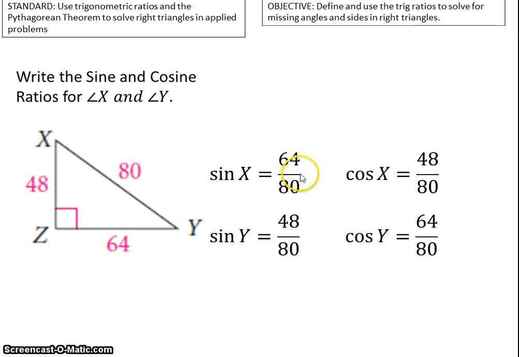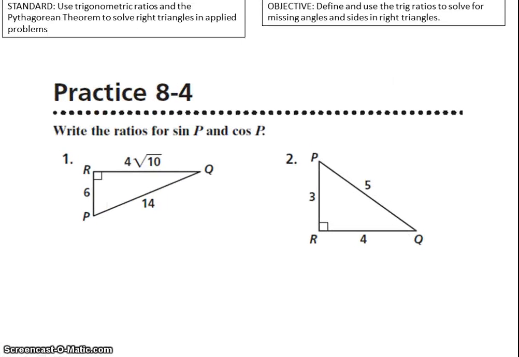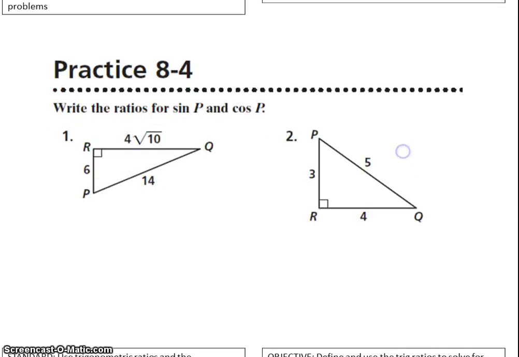Please notice that we have some relationships here: the sine of x is equal to the cosine of y, and the cosine of x is equal to the sine of y. An important relationship to keep in mind. So this is what you're going to need to do at the top of practice 8.4. You just need to write the ratios. You need to do nothing else with them. Just write the ratios. You'll be all set.